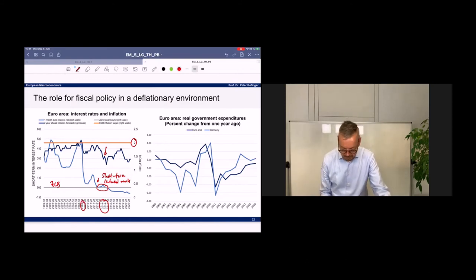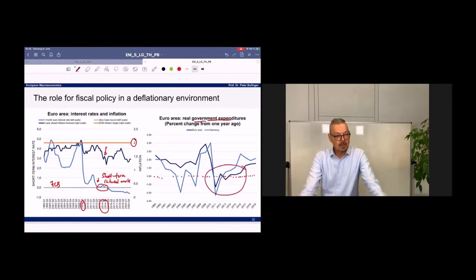And here it's quite interesting. Here we have the government expenditures, euro area, the real government expenditures. And maybe we should put a little mark with zero, because then we know where we are. And you can see that in the same period when we had this kind of deflationary environment, real government expenditures in the euro area were more or less stagnant.